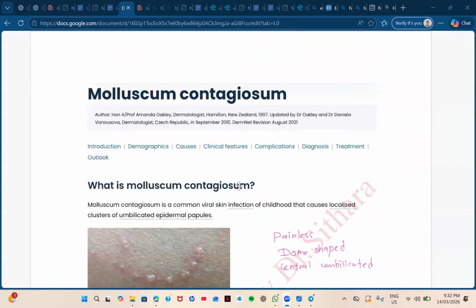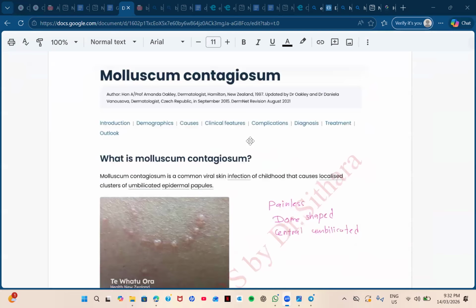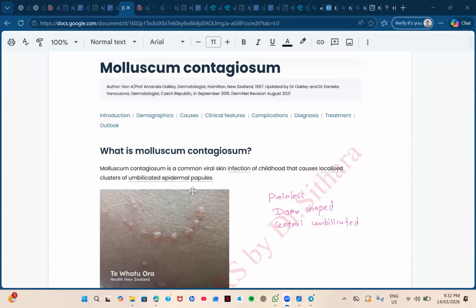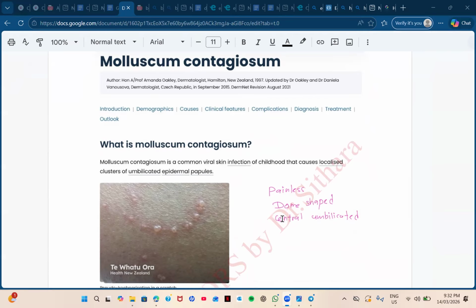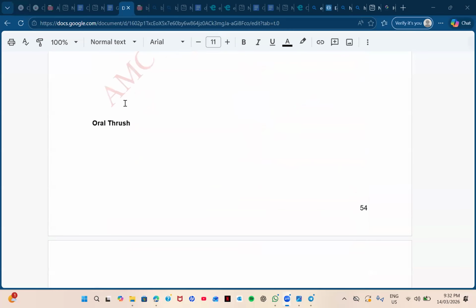Then what do you know about molluscum contagiosum? We discussed it in pediatric rashes a few days ago as well, but this also has tapioca-like lesions, which is why I have added it. It is dome-shaped papules with central umbilication, and it's painless, right, doctors? That's how it presents.